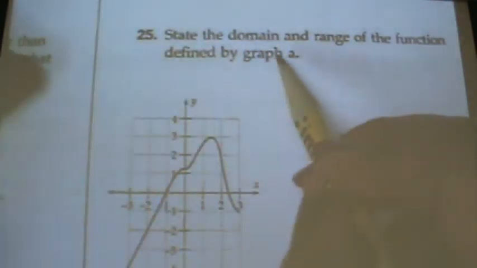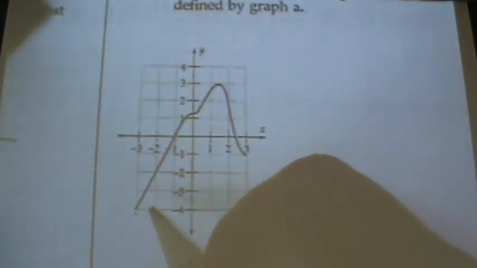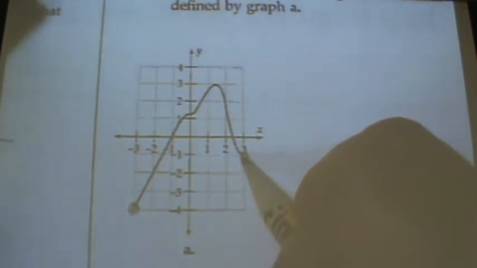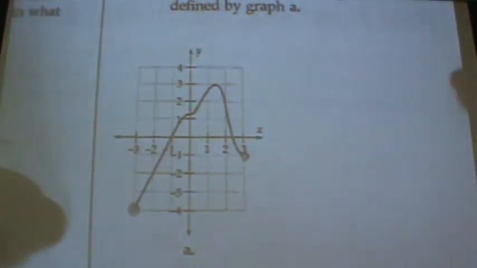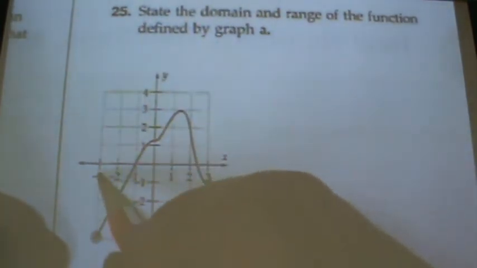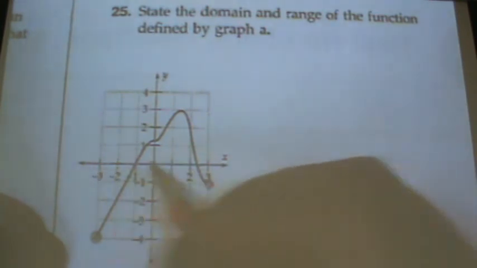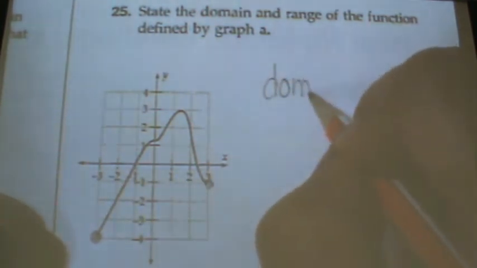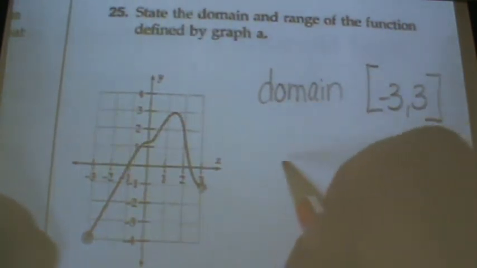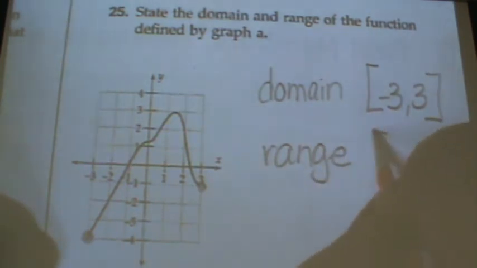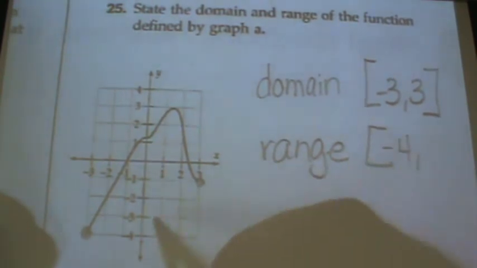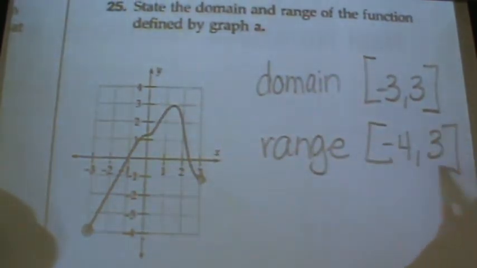25, state the domain. Now, this picture's not very good. We're going to say this is a closed circle, and this is a closed circle right here. They're both closed. I don't see any open circles. So the domain, in interval notation, the x value goes from negative 3 to 3, and we use brackets. In the range, the up and down, the smallest y value is negative 4, and the largest y value is 3. And we're using brackets for these.